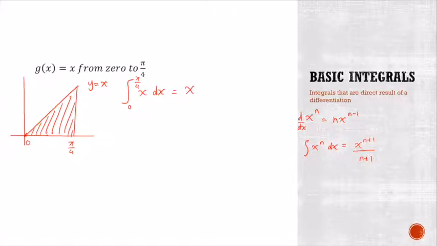Looking at a graph, we can see that if our domain wasn't at 0, there would be a gap before our integral. So we take the integral up to the maximum of our domain and subtract the integral up to the minimum of our domain to isolate the area that we are solving for. The result is pi over 4 squared over 2 minus 0 to the power of 2 over 2. This is equal to pi squared over 32.